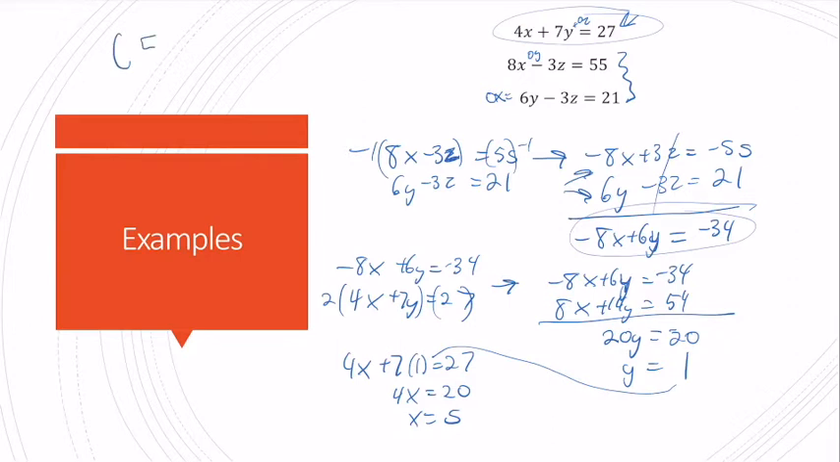So I got the first part of my ordered triple. Now I just have to solve for z. So I have that 6y minus 3z is negative 21. So I'm going to go 6 times 1 minus 3z is negative 21. Negative 21 minus 6, negative 3z is negative 27. Z equals 9. So here is our ordered triple.